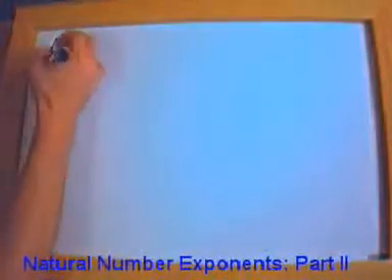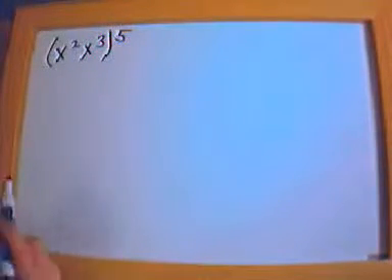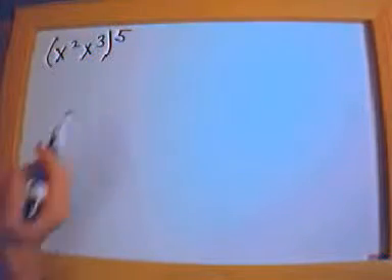Okay, let's take a look at something a little bit different, but still quite similar. Let's say x squared times x to the third, all raised to the fifth power. Now in this case, you can view this as the distributive property for exponents. This 5 is going to end up being multiplied into the 2 and into the 3 separately, and then you can simplify from there.